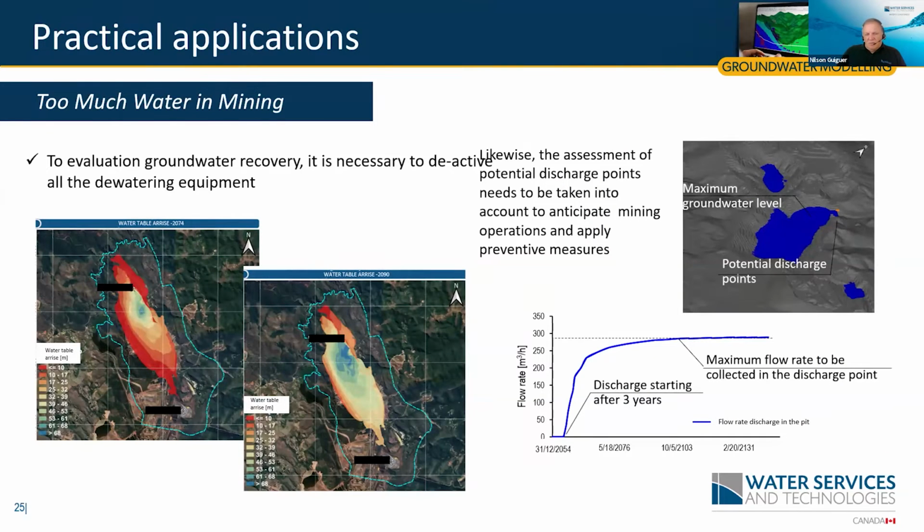After the mine closure, what will happen? The water table is starting to recover. So here it starts to recover in the center, and then everything goes up to a certain level. So this is the amount in meters of how much the water table went up. And this is the lake forming. At one point, there is a discharge point where the lake is going to discharge.